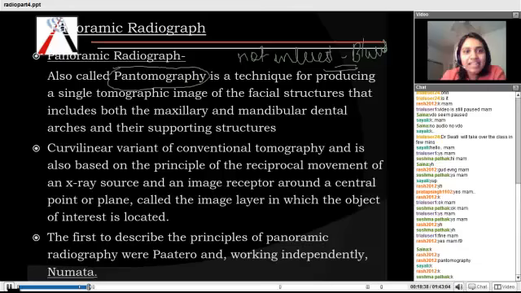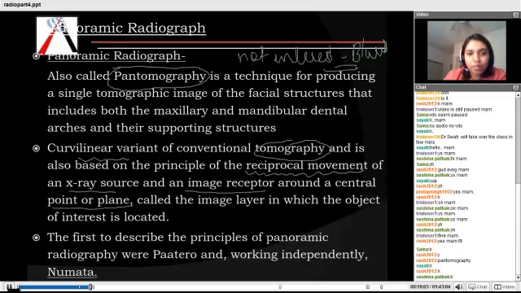Okay. Other than OPG, we use the same approach that we'll be seeing in the future slides for the curvilinear variant of conventional tomography. So when we see the concept of OPG, we'll be able to understand the concept of tomography as well. The principle is the reciprocal movement of the X-ray source and the image receptor around a central point or a plane, which is called the image layer.